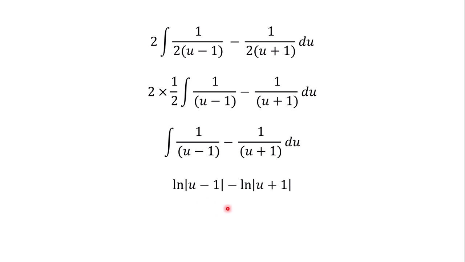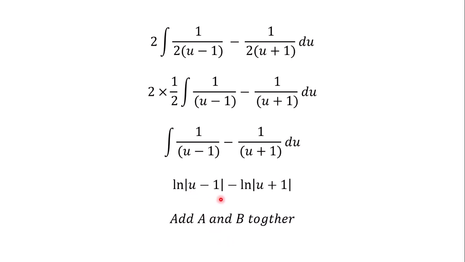Now from the laws of logarithm, you know, log a minus log b can also be written as what? Log a over b. That is from the law of what? Quotient. From the law of quotient. So we will just apply that one here. Okay, so let's continue.